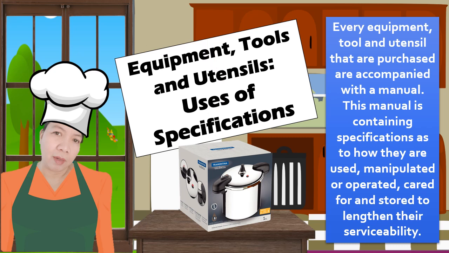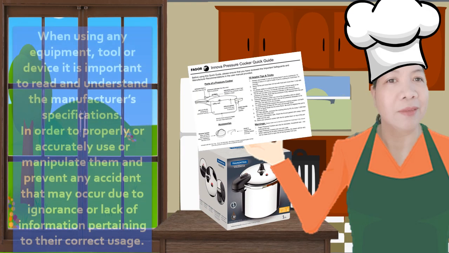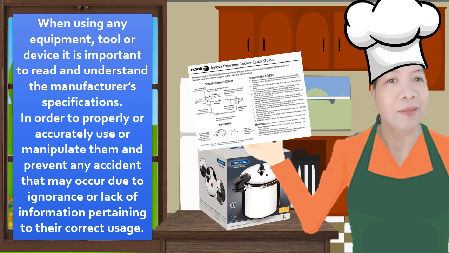Our lesson is about equipment, tools, and utensils. Uses of specifications. When using any equipment, tool, or device, it is important to read and understand the manufacturer's specifications in order to properly or accurately use or manipulate them and prevent any accident that may occur due to ignorance or lack of information pertaining to their correct usage.